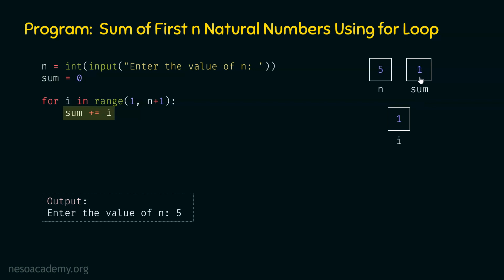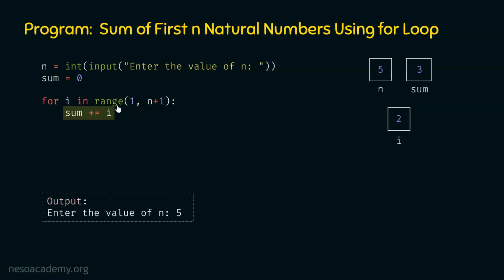Now, what is the next step? i will receive value 2. So let's make i point to 2. After this, the next step is to calculate the sum. We know what the old value of sum is. The old value of sum is 1 and the value of i is 2. So 2 plus 1 is 3. Therefore, sum will hold value 3.